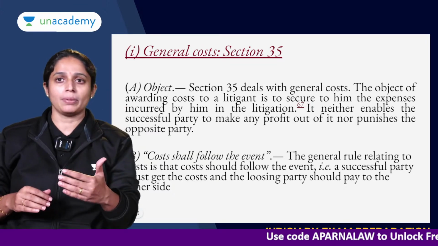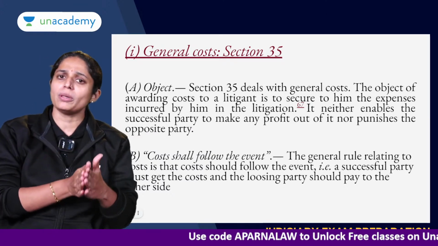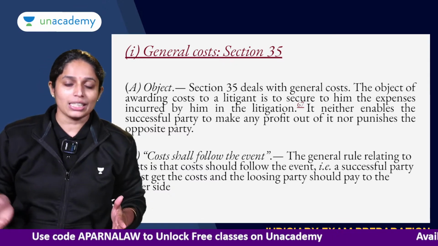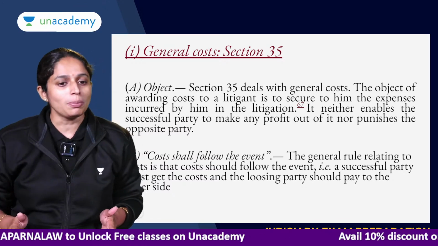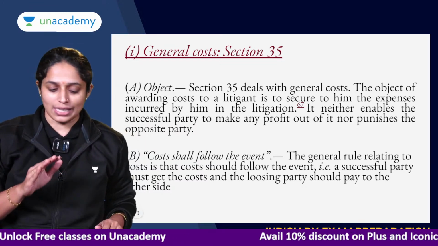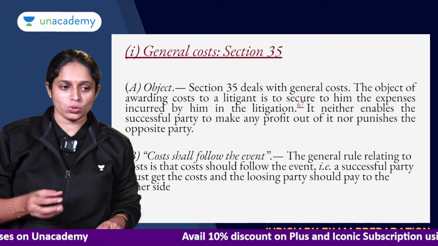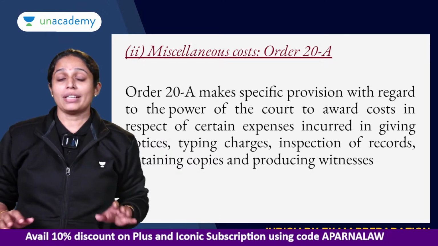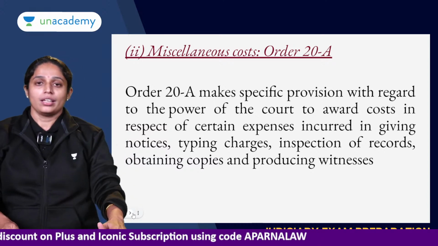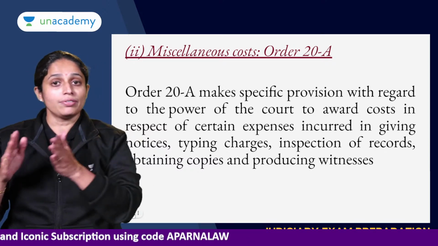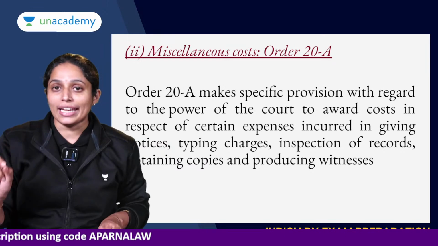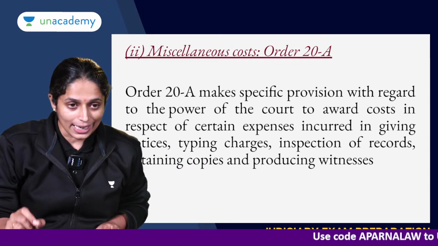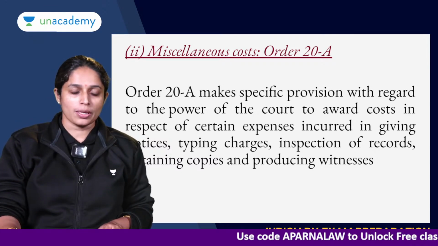It means whatever the event happens, according to that, the cost will be borne by that person. The successful party will be getting the cost and the losing party should pay the other side. The losing party will be paying the cost to the other side. This is regarding the general cost. Then we come across miscellaneous cost. This is found under the first schedule in Order 20A. Order 20 is with reference to the judgment. Order 20A is for the miscellaneous cost.